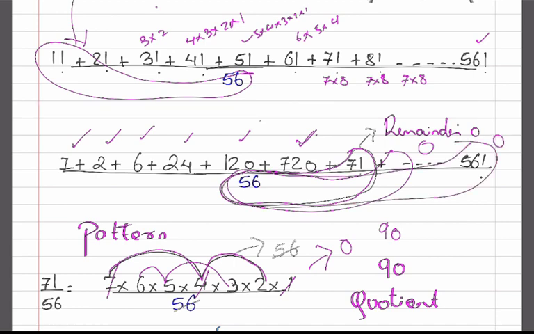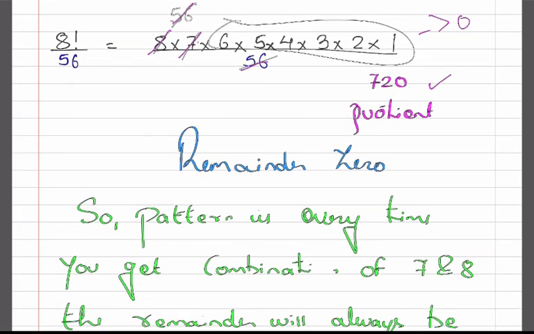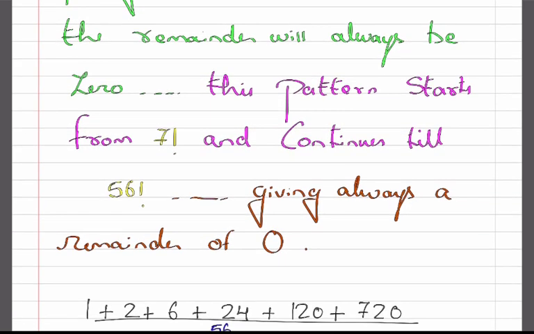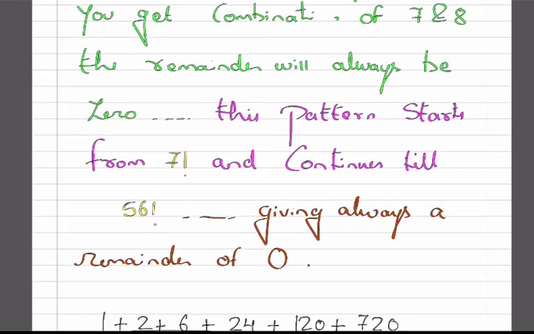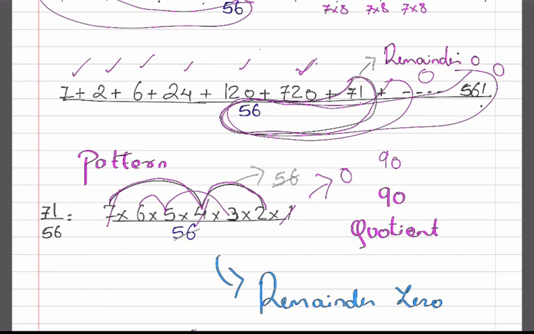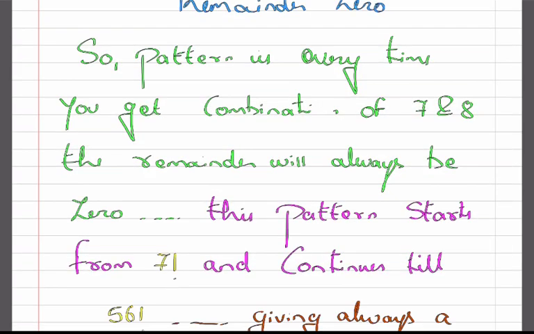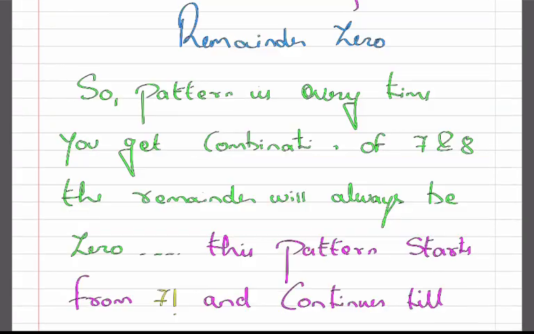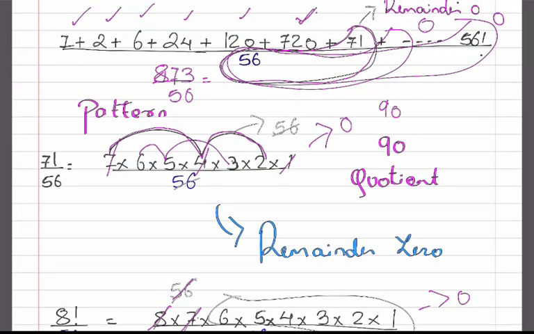So what am I left with? I am left with a problem only till 6 factorial. So what is my problem reduced to now? Let's come to this: 1 plus 2 plus 6 plus 24 plus 120 plus 720. Let's add all of them. If I add all of them, the answer comes out to be 873. Divide this by 56. If you divide 873 now by 56, I get the remainder as 33. So 33 is my final answer to this question.